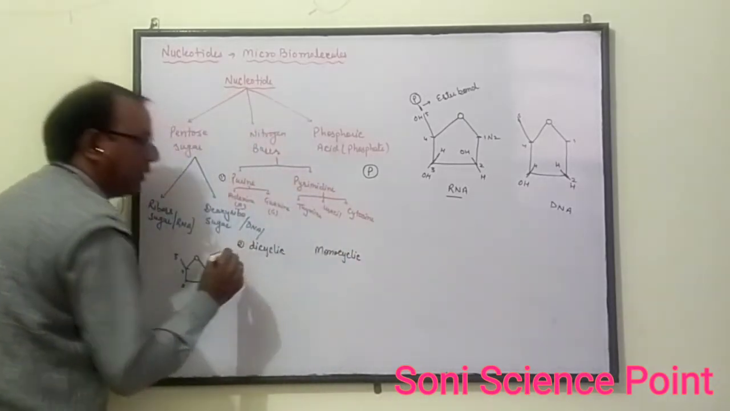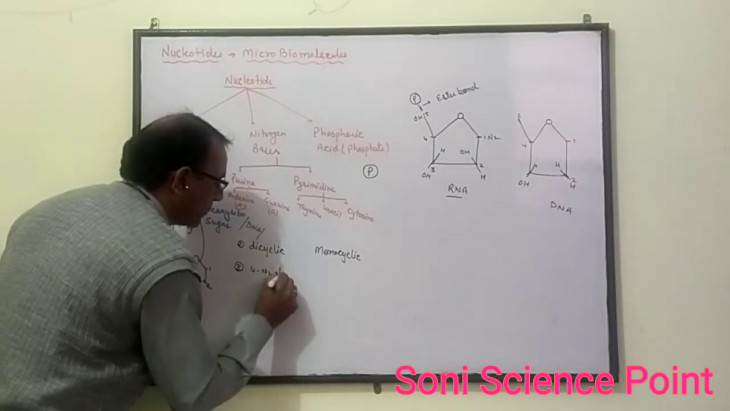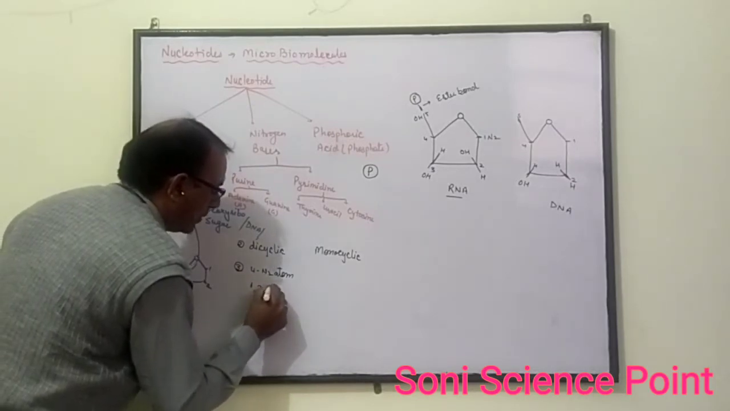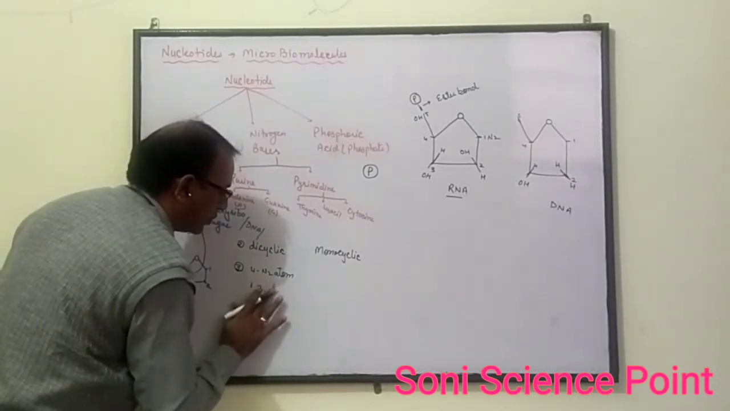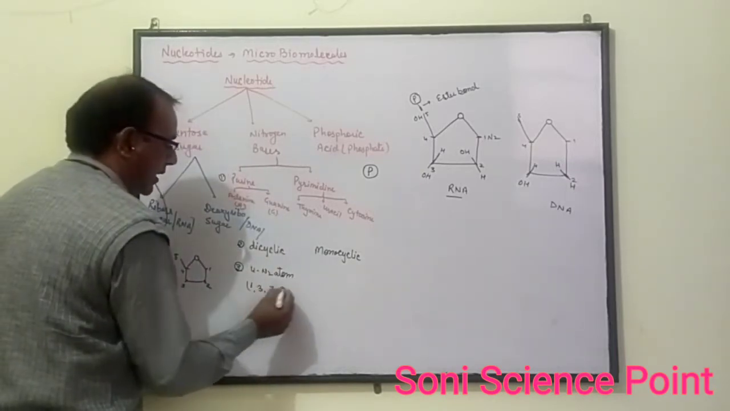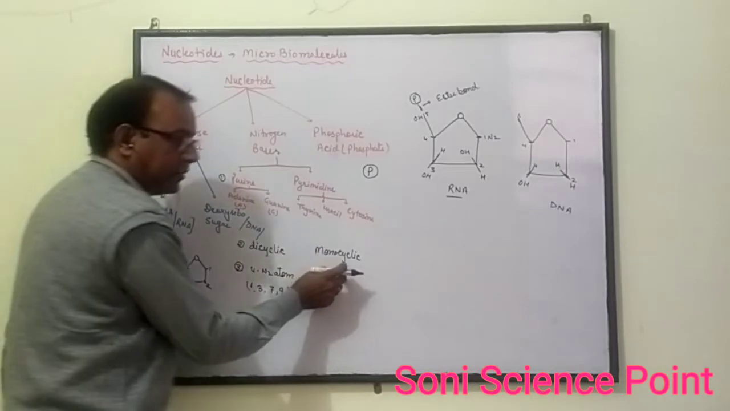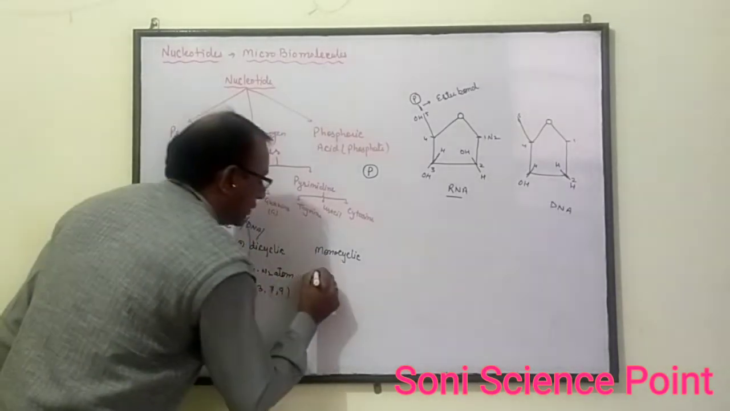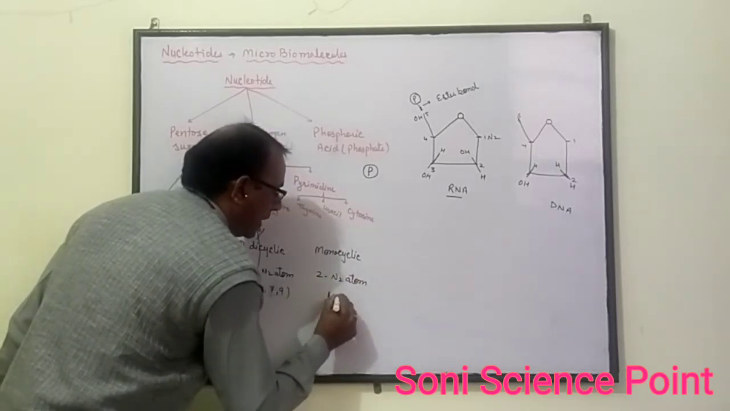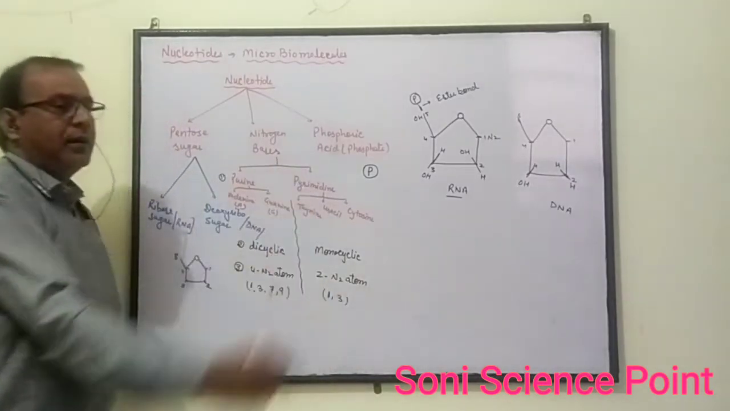Third difference is that in purine there are 4 nitrogen atoms. They are attached at carbon number 1, 3, 7 or 9 position. But in monocyclic pyrimidine, it contains only 2 nitrogen atoms, and they are attached at carbon number 1 and 3 position. This is the major difference between purine and pyrimidine.